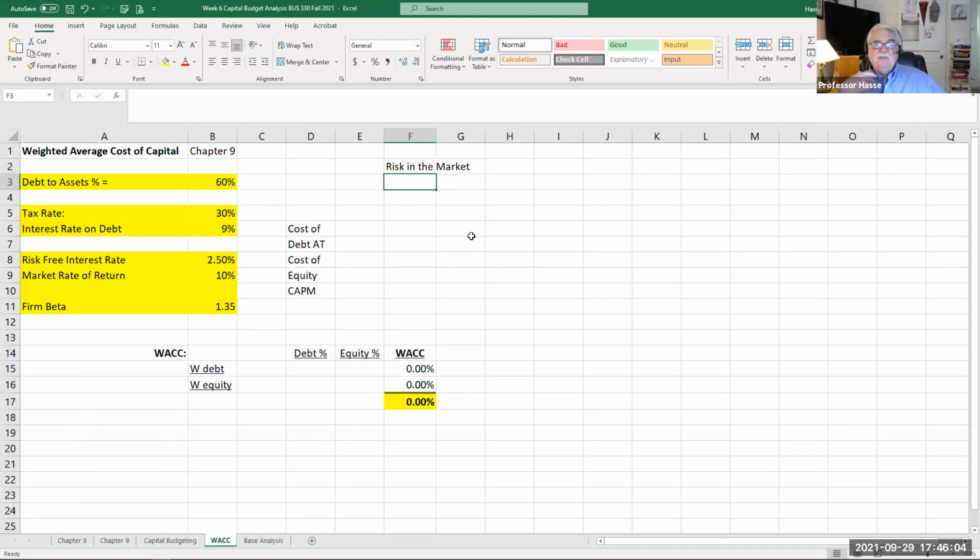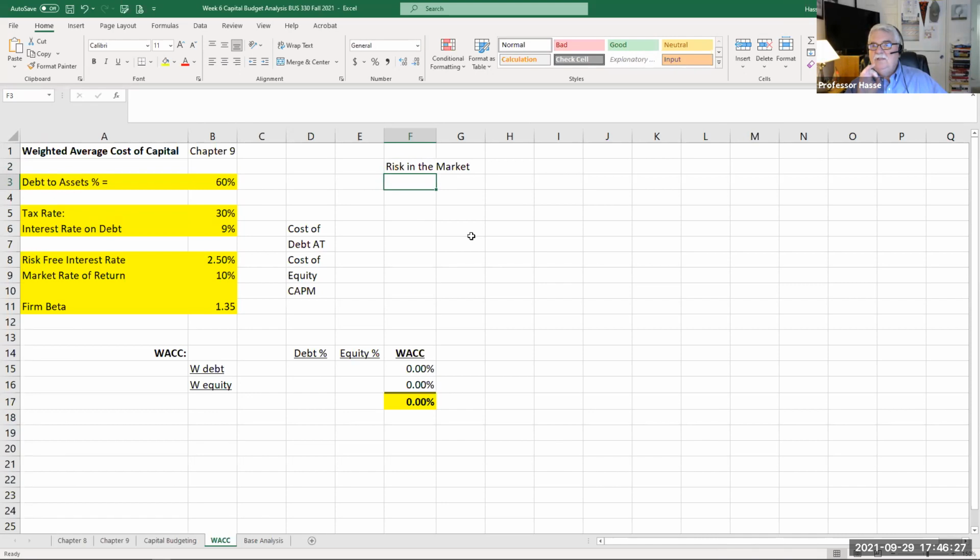What is Professor Hassey's risk in the market today? It's my FICO score. That's my risk in the market. What is a company's risk in the market? It's their credit rating. It's their view of their credit in the market.